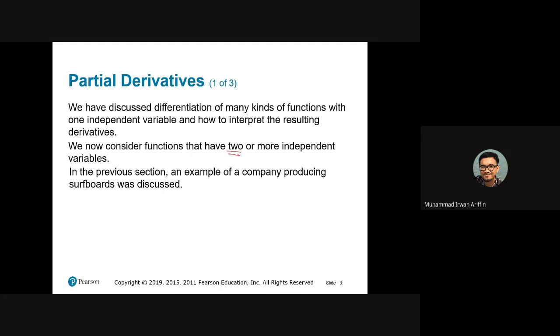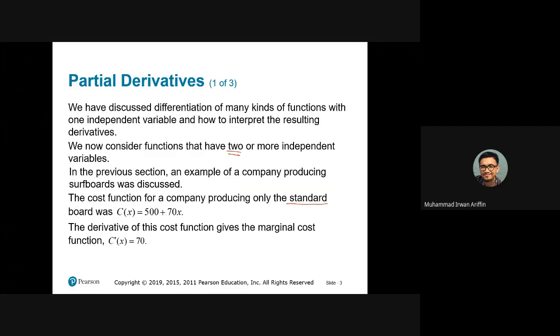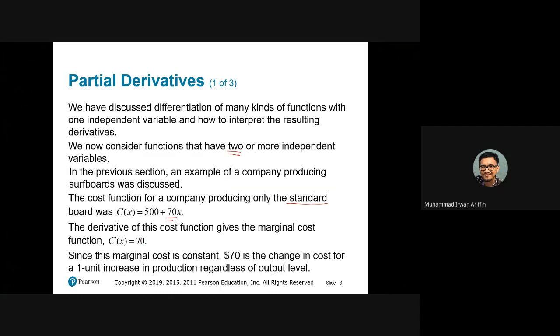In the previous section, there was an example of a company producing surfboards. The cost function was given as 500 plus 70x for the standard board, because the company produced two types of surfboards, standard and competition. The derivative of this cost function gives the marginal cost function for the standard board, which is 70. Since this marginal cost is constant, $70 is the change in cost for every 1 unit increase in production, regardless of the output level.